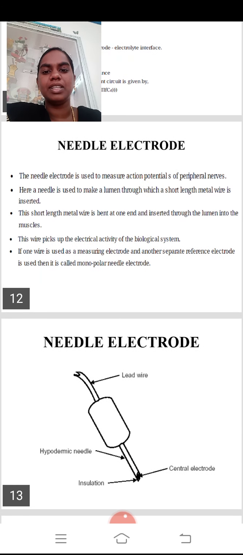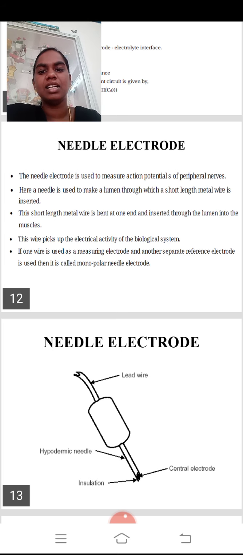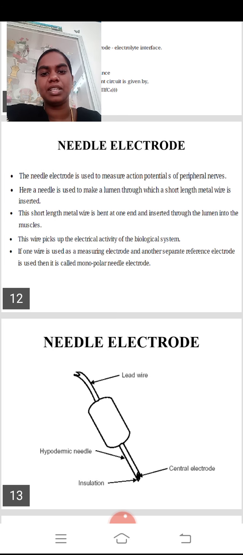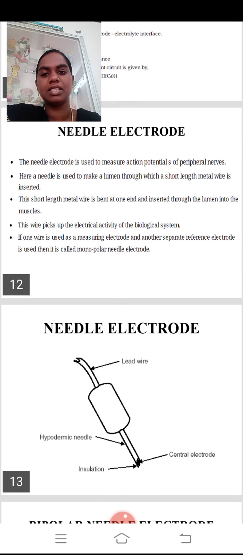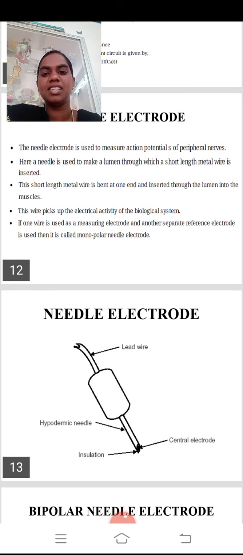Needle electrode is used to measure action potential of peripheral nerves. Here a needle is used to make a lumen through which a short length metal wire is inserted. So we are going to insert a metal wire through our body, so it will sense the nerve activity for further communication purpose. A short length metal wire is bent at one end and inserted through a lumen into the muscles. This wire picks up the electrical activity of the biological system.